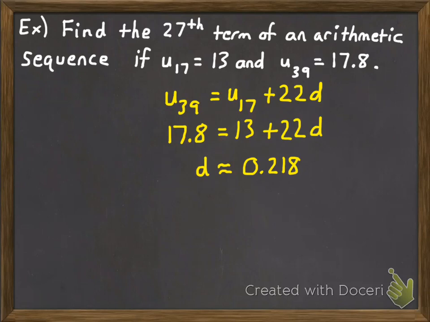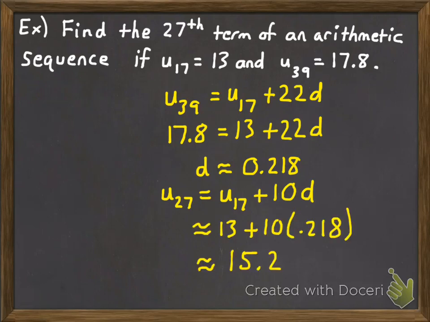And now to find the 27th term, you just have to either use the 17th term or the 39th term. I would recommend using the 17th term. And you can say the 27th term is the 17th term plus 10 common differences. Substitute our common difference in for d, and you'll find that 27th term that we're looking for. I'm going to get about 15.2.